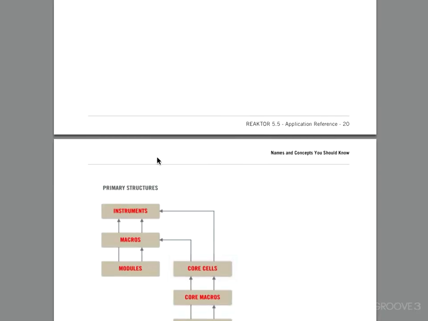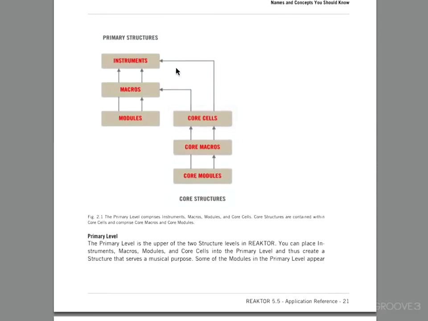Now, the first of these is the primary structure level, and this is where we'll be residing for this series of tutorials. This is where instruments, macros, and modules exist. This is where we build our instruments and we create music. The core structure level is a lower level digital signal processing level. It obeys different rules, but these two work together to produce our final sound.